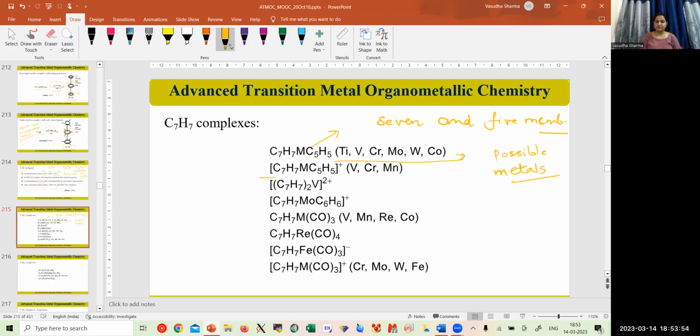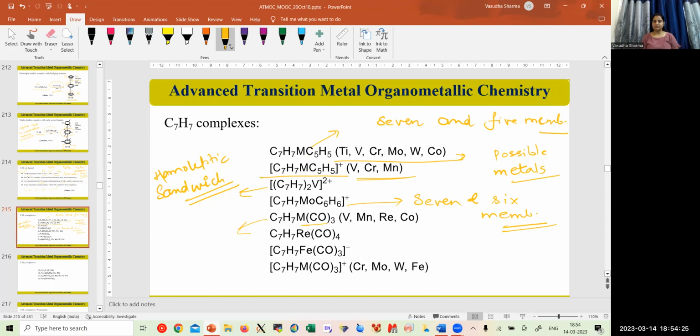Then we have a cationic species, because we are using vanadium, chromium, manganese, so it can also exist as a cationic species. Then this could be a sandwich complex, where both ligands are sandwich complexes, but this is the homoleptic one, where both sides are C7H7. Now here it's a combination of 7- and 6-membered rings.